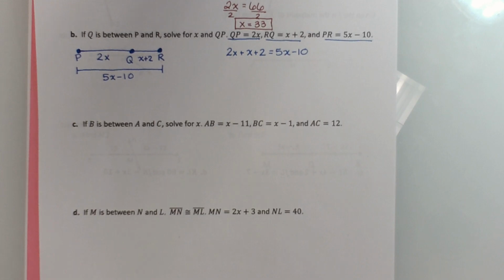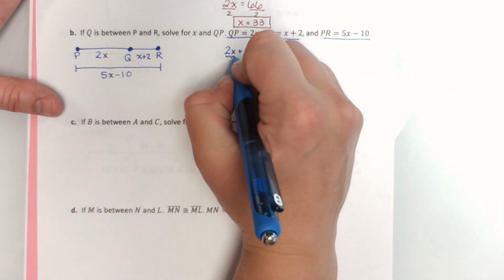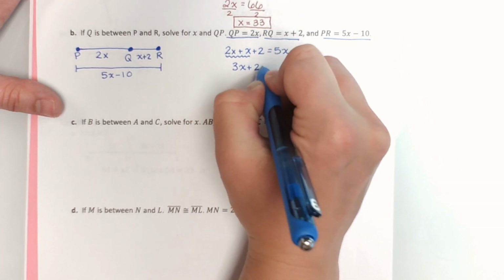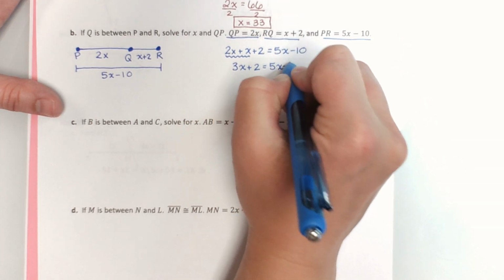Gabe, if I want to solve this, where am I going to start? You're gonna start by adding 2x plus x. You got it. Combine your like terms. Add the 2x plus the x. I get 3x. Still have plus 2. Still have it equal to 5x minus 10.